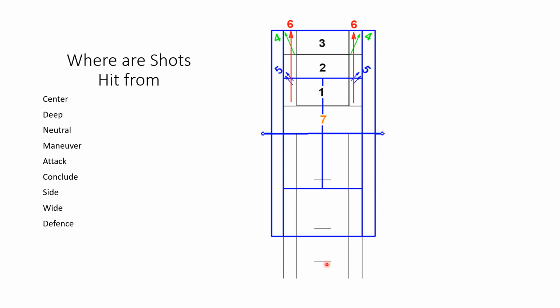So when you add a stroke to where the shot was hit to and where the shot was hit from, you get a picture of that shot. For example, if a player is hitting a forehand from the maneuvering area to the four, that's a completely different picture than if a player is in the concluding area and hits to the same location.